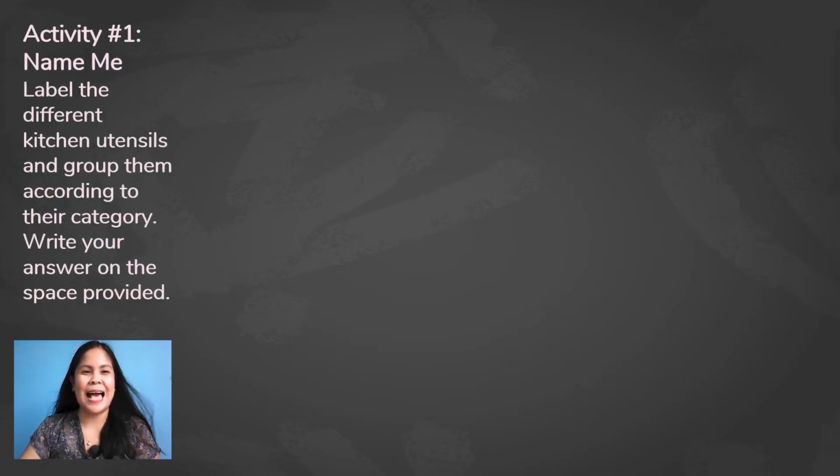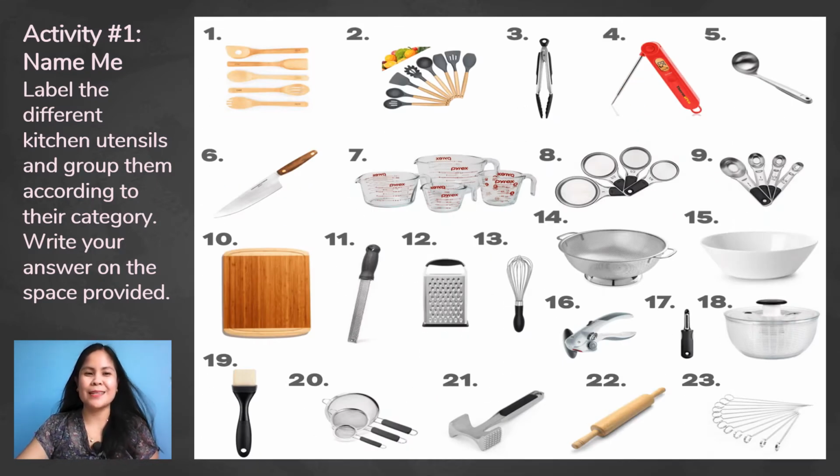Let us begin our lesson by answering this activity. This is activity number 1. You're going to label the different kitchen utensils and group them according to their category. Write your answer on the space provided.